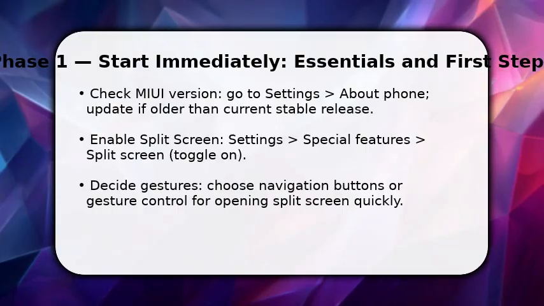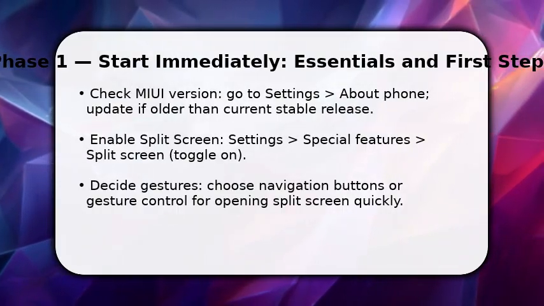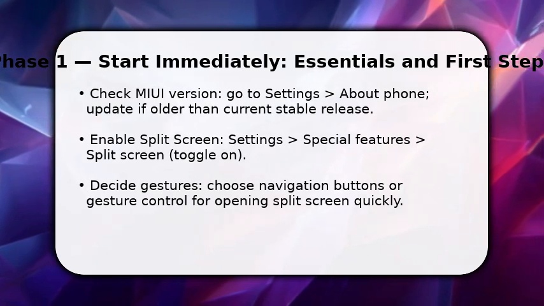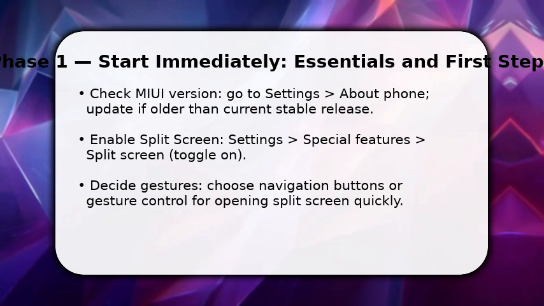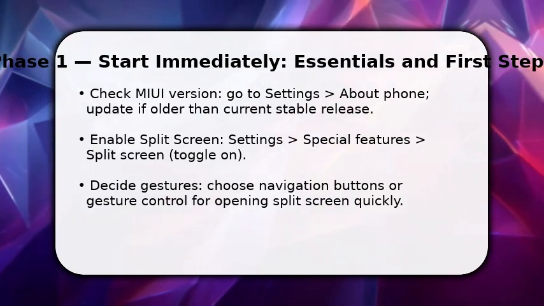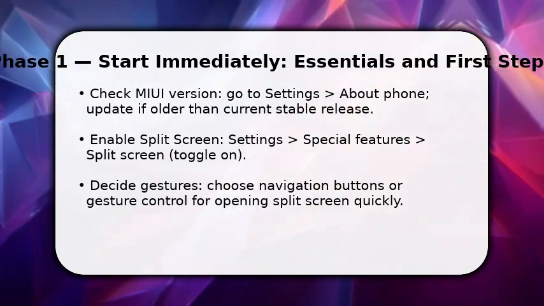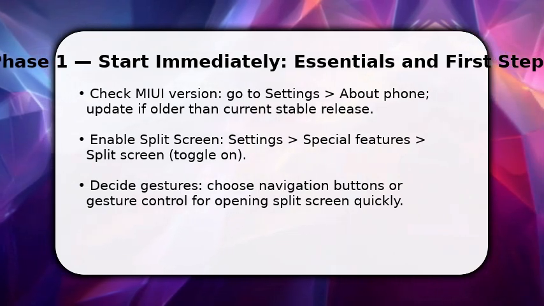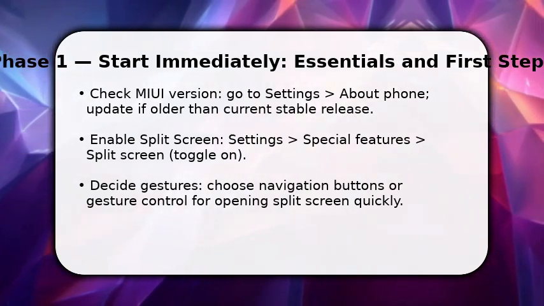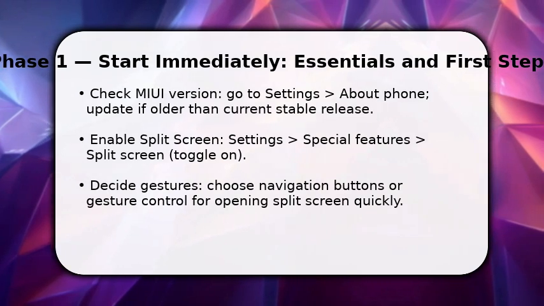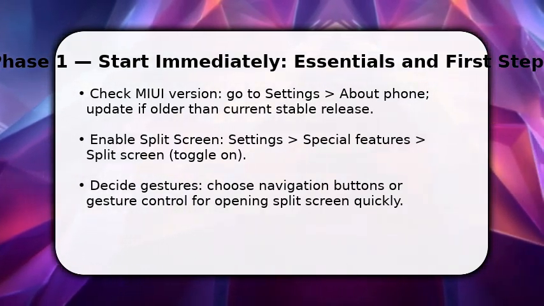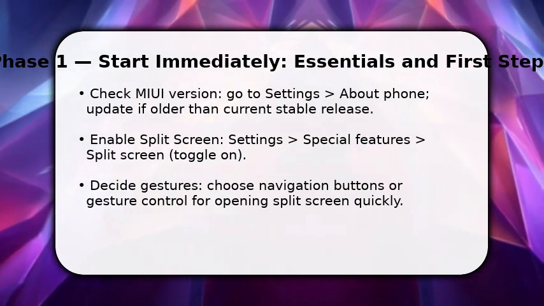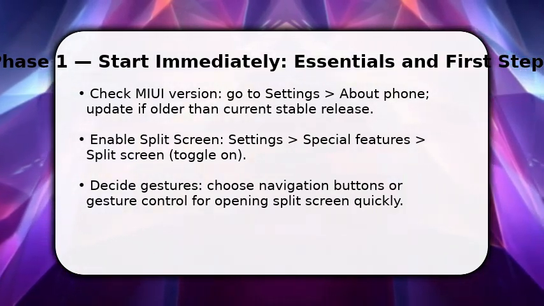Enjoy the video. You start by confirming your Redmi supports split screen and enabling it. First, check Settings, About phone, to verify MIUI is up to date. Updates often add or fix split screen behavior. Once done, open Settings, Special Features, and turn on split screen. Make sure you pick a navigation mode that you can trigger reliably. Gestures work faster, buttons are steadier. You want these prerequisites set so the actual split process is smooth, predictable, and repeatable.